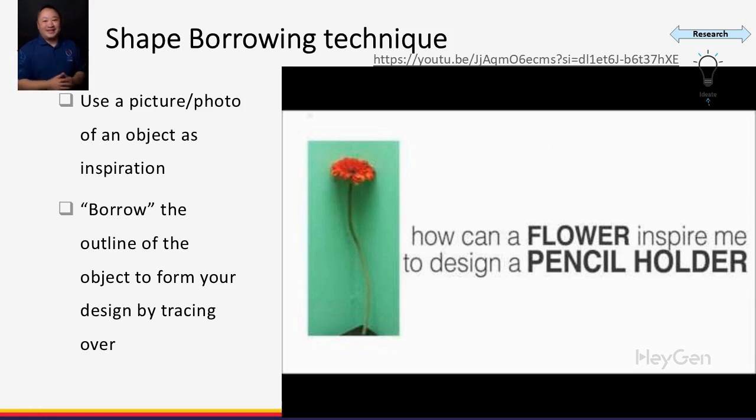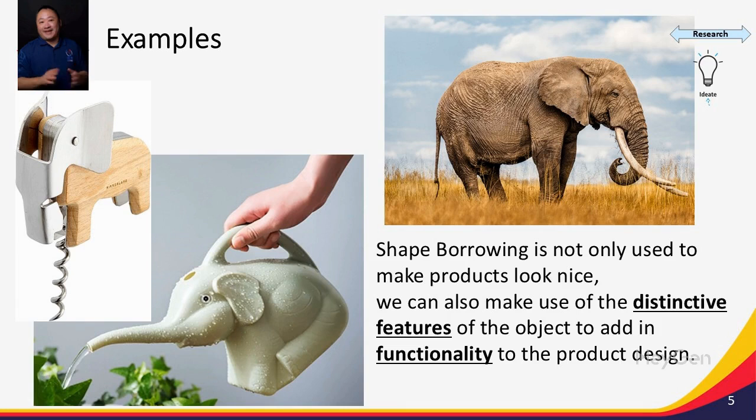Now, pause and in the second video link below, watch how shape borrowing can be applied to product design. As you can see from the video, shape borrowing can be used to inspire endless possible products, only limited by your imagination. Not only does shape borrowing help to create nice-looking products, we can also make use of the distinctive features of the object we shape borrowed from to add certain functionalities to our product.